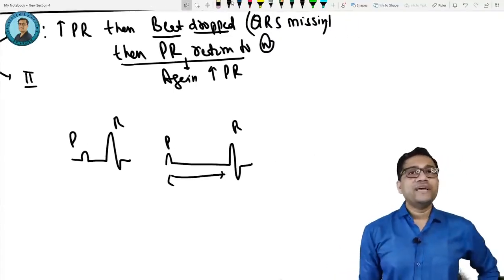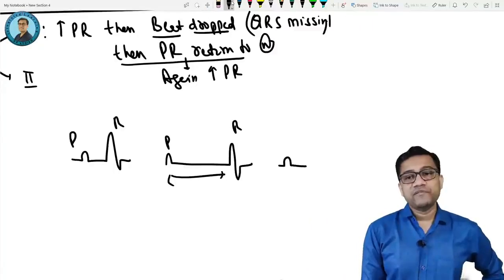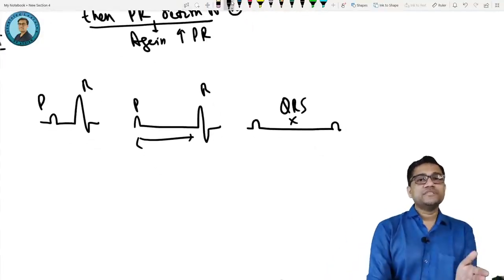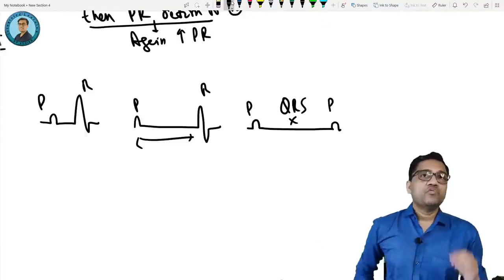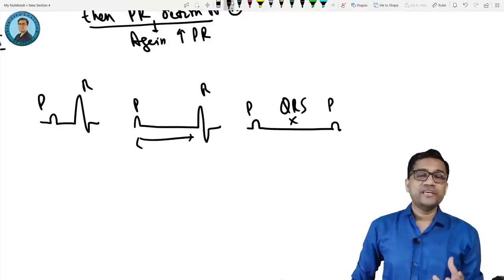Now one day the husband doesn't come home. So there is a P wave, no QRS, again P. Are you clear? So what is missing? QRS is absent. So QRS is missing, just P wave and P. So one day the husband doesn't come home, and the wife is so angry, she beats him.